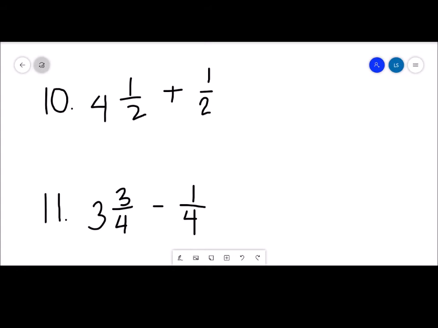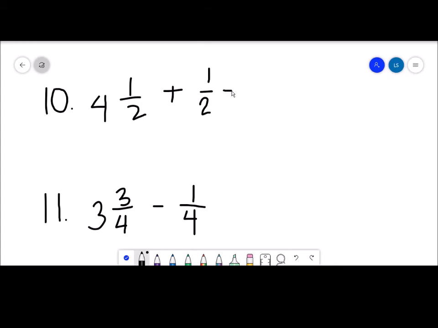For number 10, we have to add 4 and 1/2 plus 1/2. Okay, so dito mixed number na siya. Pero proper fractions pa rin yung mga kasama niya. Okay, so pwede naman tong isolve sa isip lang. Paano gawin yun? So, di ba yung 1/2 at saka yung 1/2 pag pinagsama natin, yun ay equal to 1. So, yung 1 na yun, pwede mong i-add dito sa whole number and that is 5. Okay, pero pakita natin yung proseso kung paano yung solution yan.